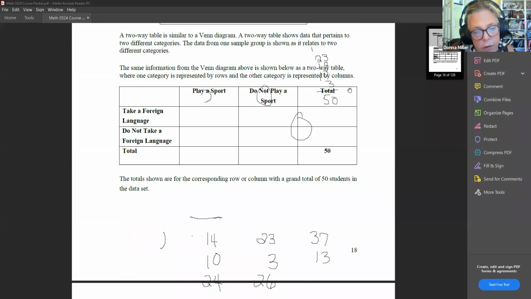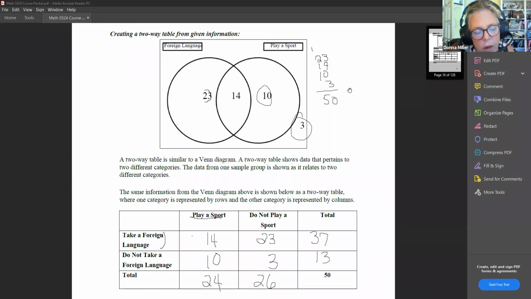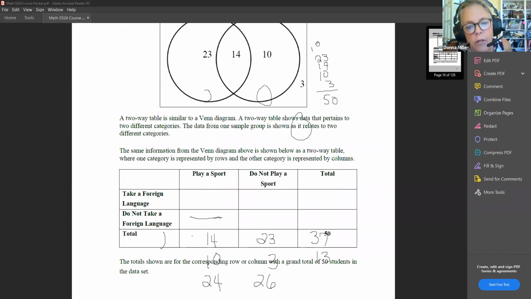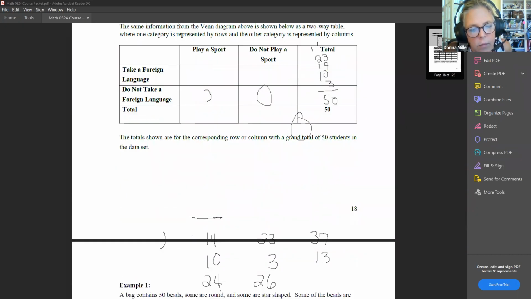So I just filled in the table. I'm not answering any questions. From this you can ask some simple probability questions, like what's the probability that a person picked at random does not play a sport? That would be 26 out of 50. There are a lot of probability questions they can ask from these two-way tables or from a Venn diagram. They really do the same thing. All right, let's go down.